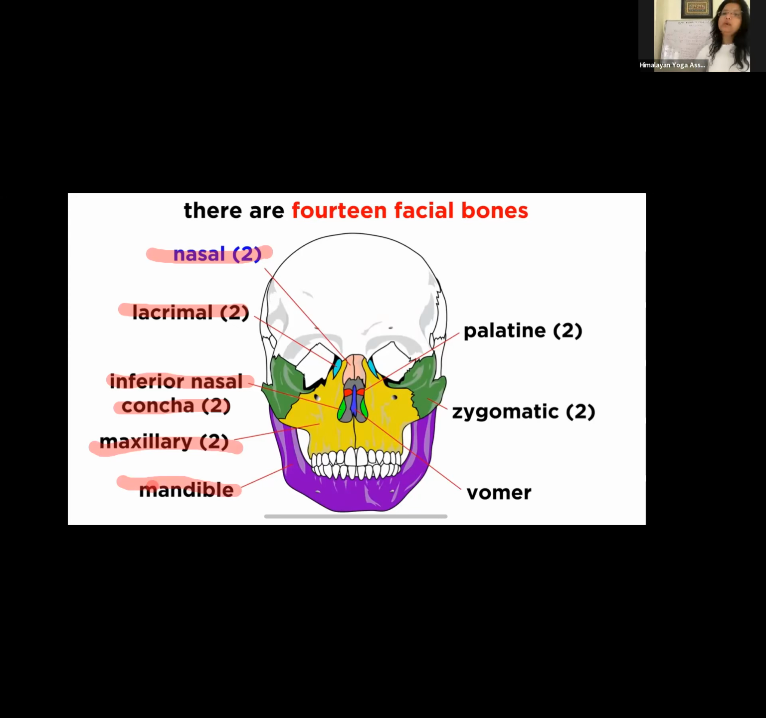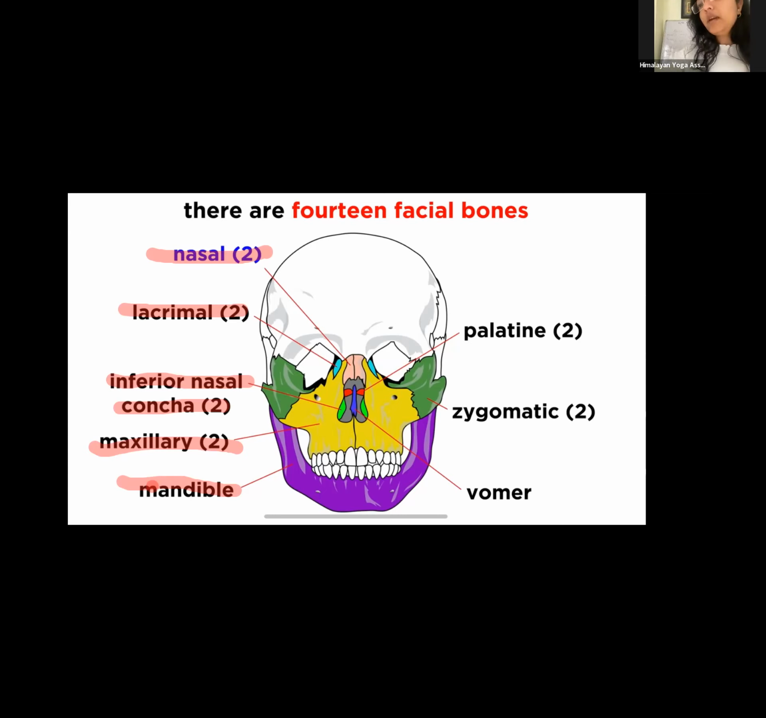Okay, this mandible is a bone of significance because due to the presence of mandible, we are able to talk, we are able to eat. This is the only movable joint in our facial bones. Because of this, we are able to do a lot of activities, like we can speak, we can eat, we can also do some cuttings with our teeth. Okay, so that is because of this mandible bone. It is a movable bone.